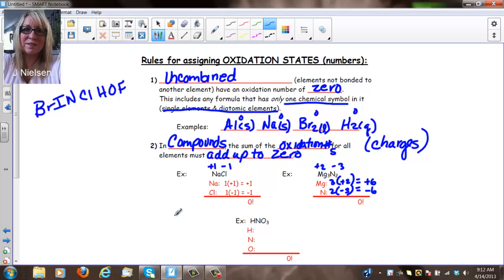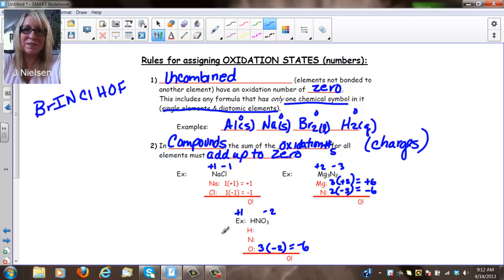In the last one, we know that oxygen has a -2 charge. So there's 3 oxygens times -2. That gives me a -6. That means that H and N must add up to +6. We know that H has a +1. Now you might ask why I'm not doing nitrogen next, and that's because if you look at nitrogen on the periodic table, it has multiple oxidation states, so we're not sure which one we're going to use here.